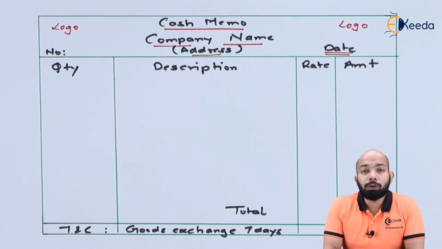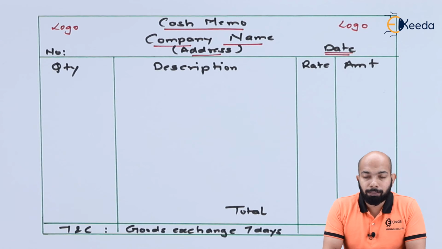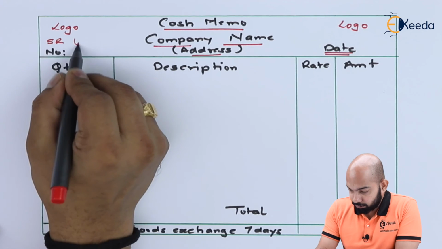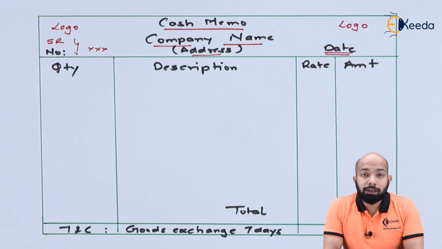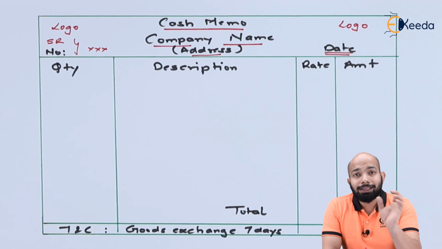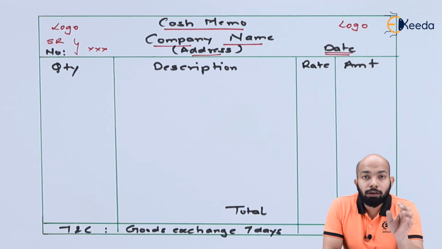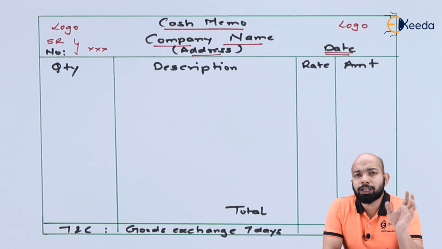On the top right side, you will find the date, where the date will be mentioned as to which date all these transactions took place. And on the left, there will be a serial number. This serial number will show that there has been a refund or any kind of bill which has been generated for the purchases. This serial number will be the identifier for that specific transaction or that specific person.